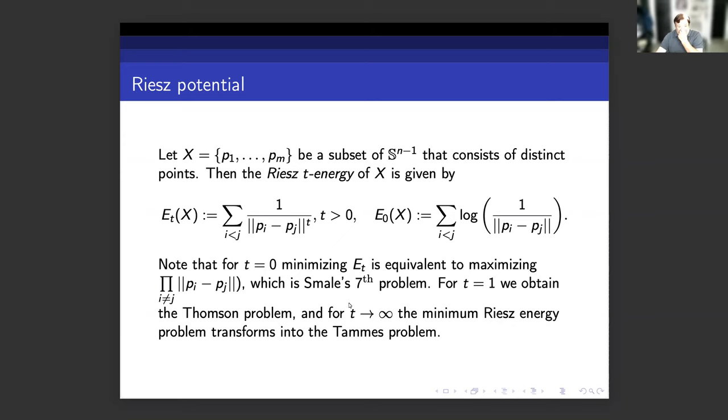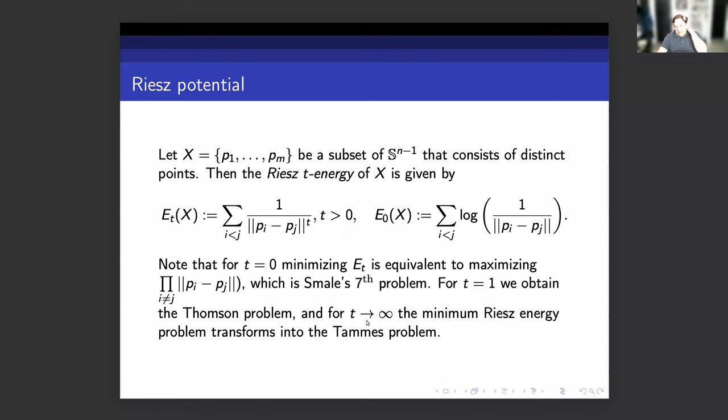By the way, it is just some information. It is also for t equals zero. For t equals zero, it is minimizing the logarithmic energy, which is also part of Smale's problem, a minimum problem. So equivalently we are looking for maximizing the product of Euclidean distances between all pairs of distinct points. And for t equals one, we have the Thomson problem.